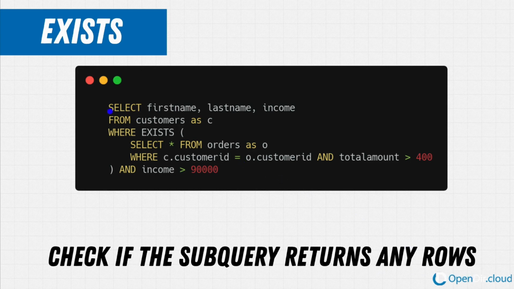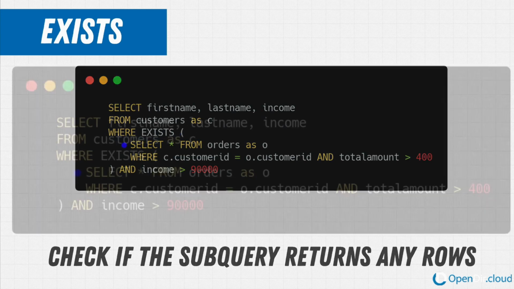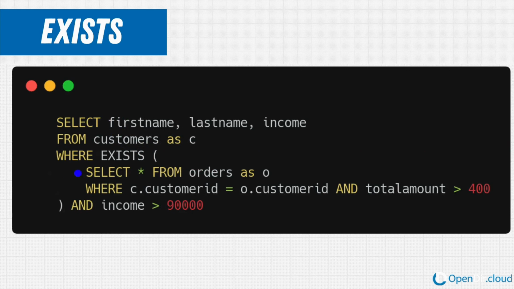And so when we write a subquery, when we write select first name, last name, income from customers as C, when we do where exists, what we're saying is, hey, a subquery is going to come in here and you're going to tell me whether or not anything comes back from it. And what we're trying to do in the subquery is we're selecting from orders. We're making it a correlated subquery. So we're linking the customer IDs together from the outer to the inner query. And we're checking if the total amount of that order was over $400. And then we're checking in the outer query if the income of that individual is over $90,000.